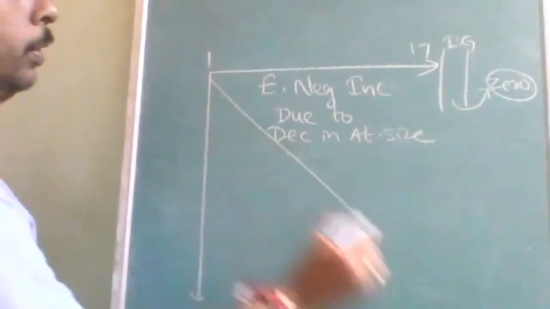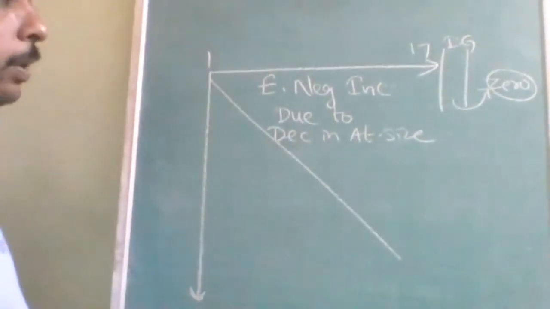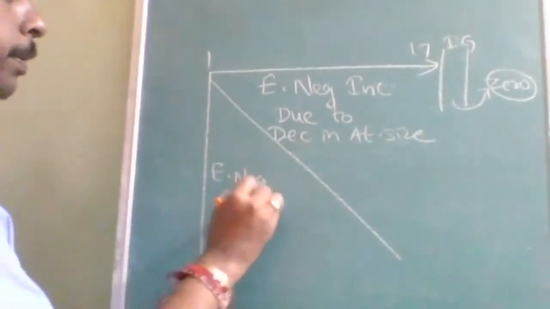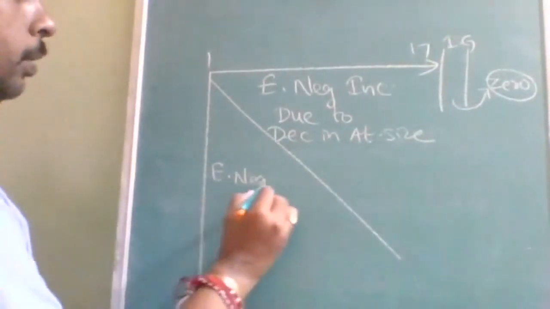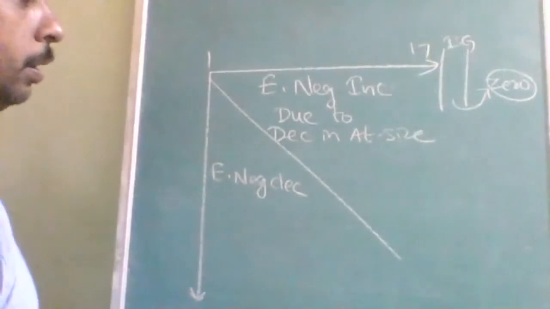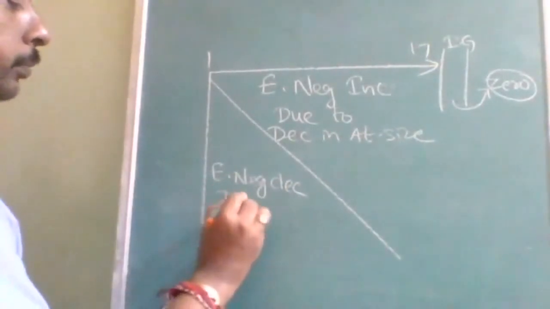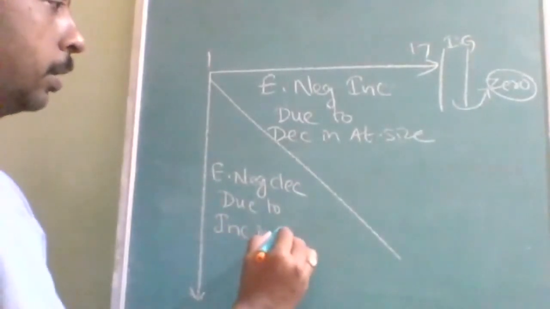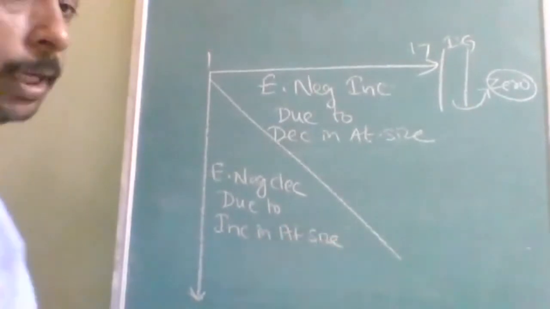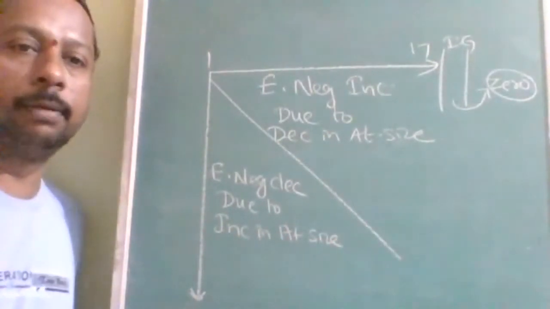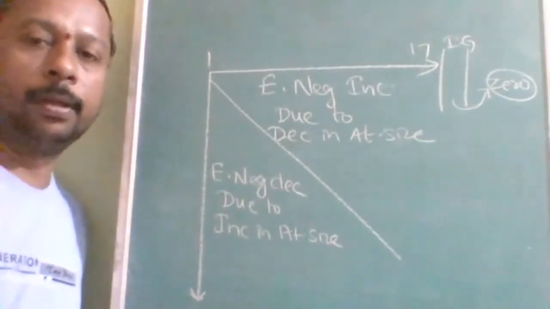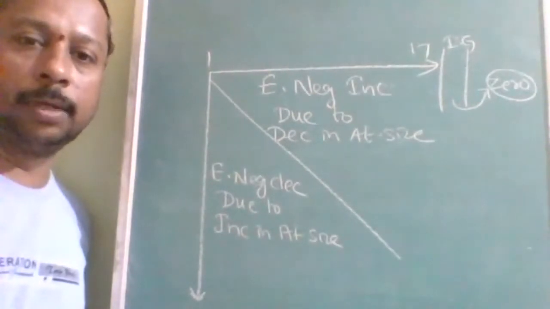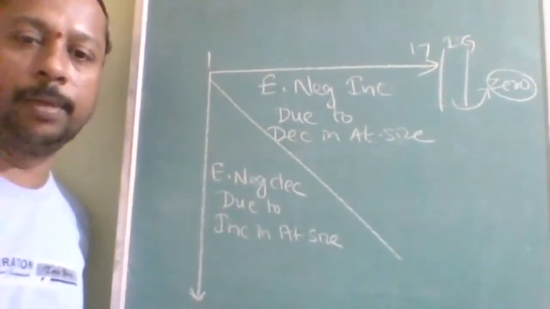Now from top to bottom, electronegativity in a group. Down the group, electronegativity decreases, again due to increase in atomic size. Atomic size increases, therefore electronegativity decreases. So make proper notes. Whatever way I am writing, you should write in a better way.